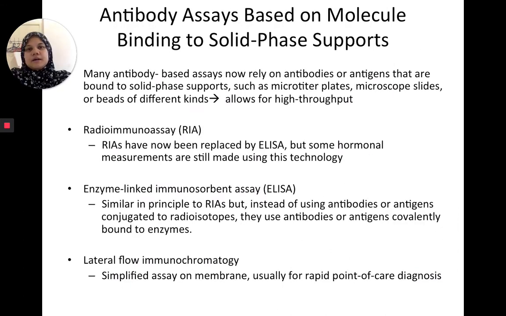Right, so now we go into antibody assays based on molecule binding to solid phase supports. So just now we were talking about what's happening in solution or in an agar. But there's a lot of things that you can do if you're able to immobilize either the antigen or the antibody on a solid surface. Yeah? So this allows us to do things like read things on a microtiter plate or do microscope slides or beads, and allows for more volume of samples that can be processed in one go. So this is the high throughput element.